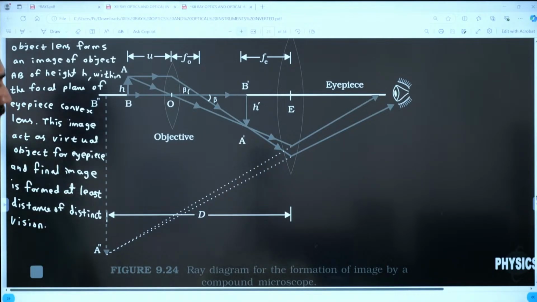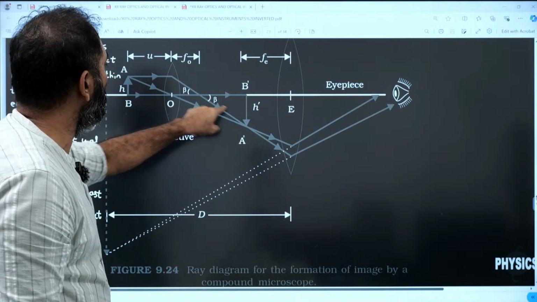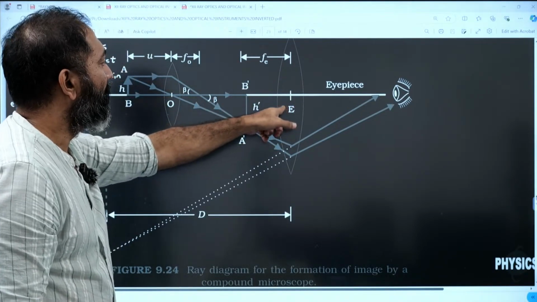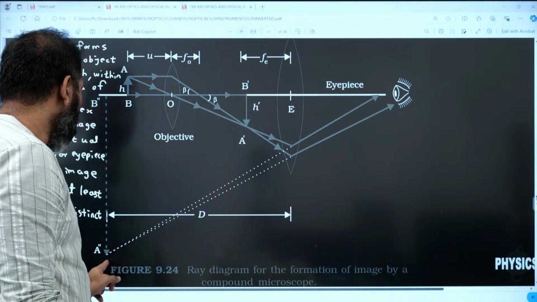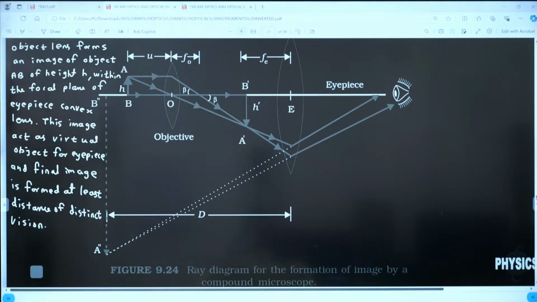Any doubt? First, the objective lens forms an image of the object in the focal plane of the eyepiece. The eyepiece considers this as a virtual object, and the final image is formed at the least distance of distinct vision. Any doubt?